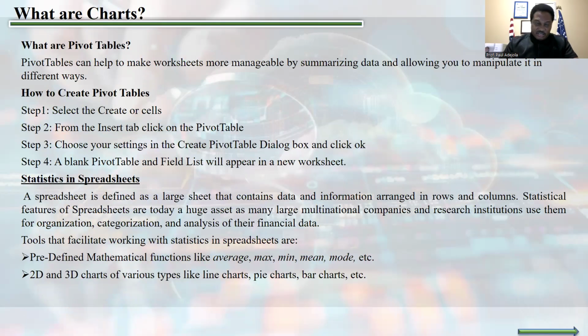I have to take this theoretical base first to enable us to look at some practical application of Microsoft Excel. What are pivot tables? That's the next thing on our screen. Pivot tables can help to make a worksheet more manageable by summarizing data and allowing you to manipulate it in different ways. How do I create pivot tables?